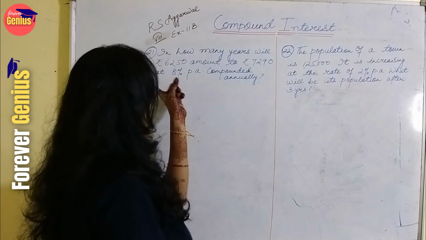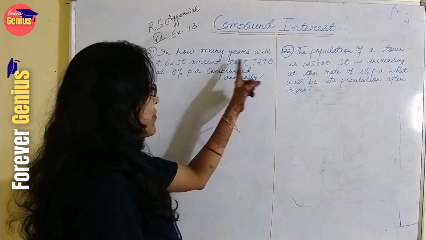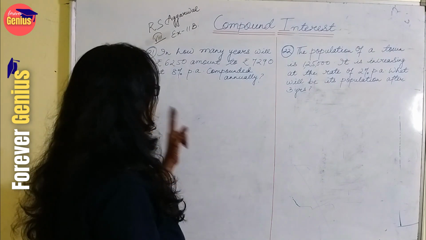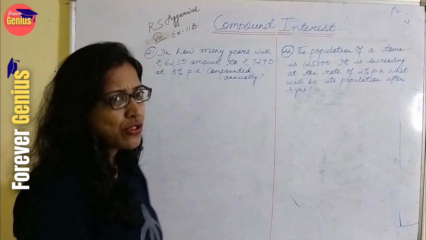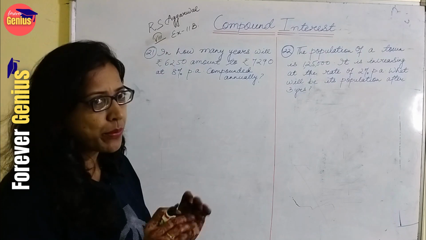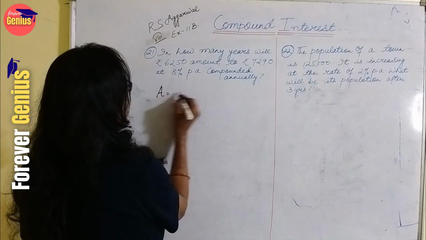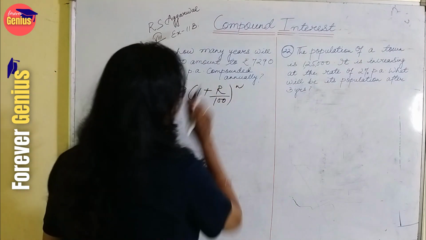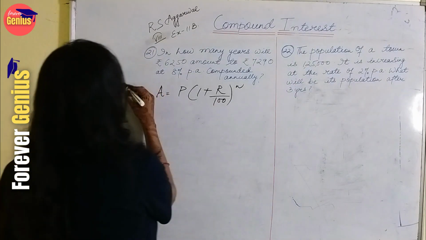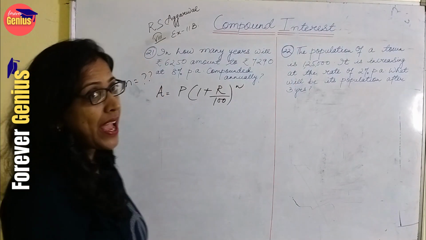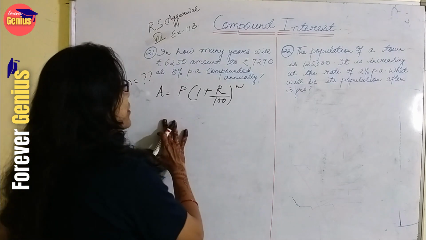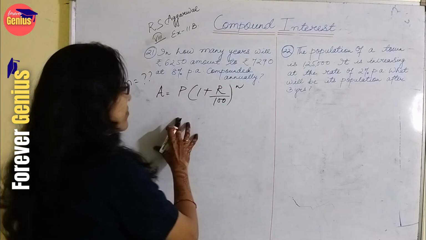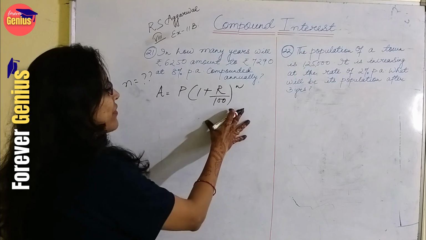In how many years will 6250 amount to 7290 at 8% per annum compounded annually? If we compound it annually, how are we supposed to do it? We know that the basic formula is A equals P into (1 plus R by 100) to the power n. Yes, but in this case n is missing. We have to find n. It is very simple, but a lot of times we get confused how to calculate with these things.